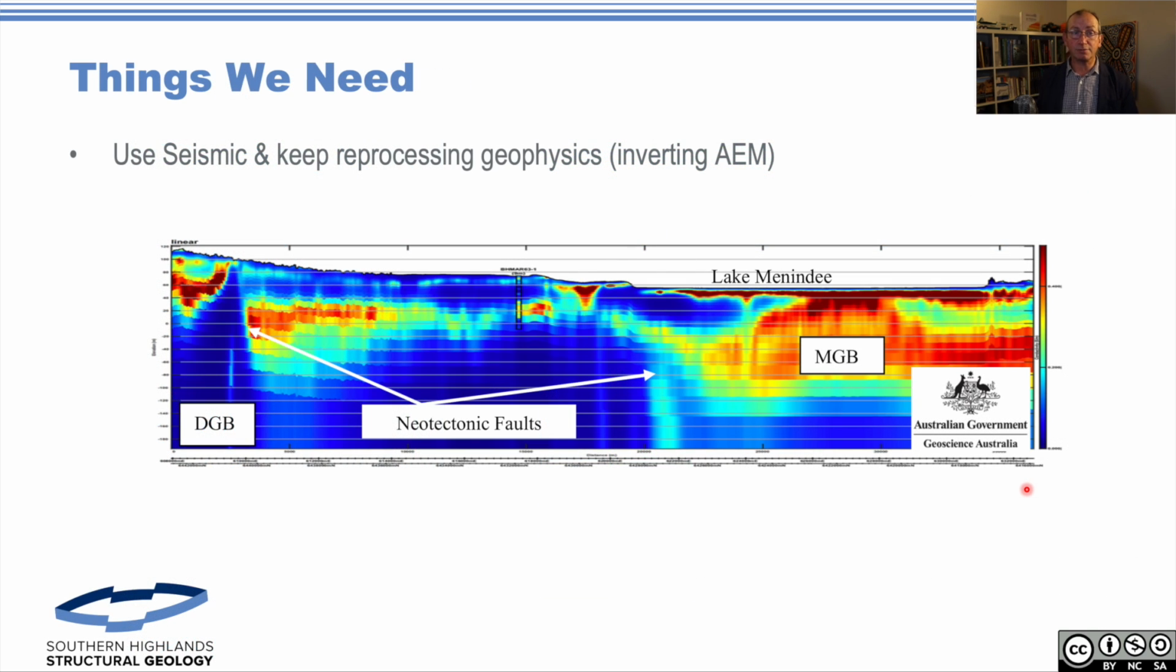So, in summary, the things we need. Yeah, we need to use seismic where we've got it, and we need to keep reprocessing the airborne electromagnetics. We're still very much in the infancy of AEM. There's a lot more that can be done with this. Seismic now is absolutely fantastic.